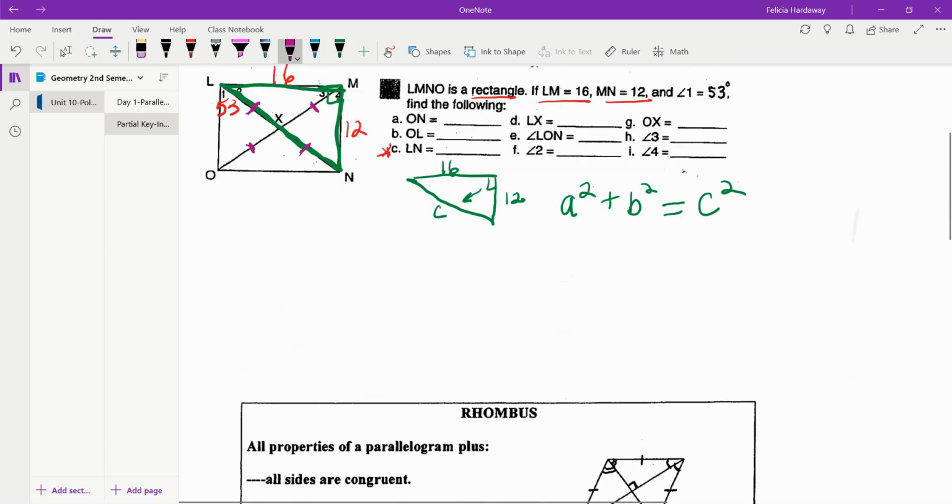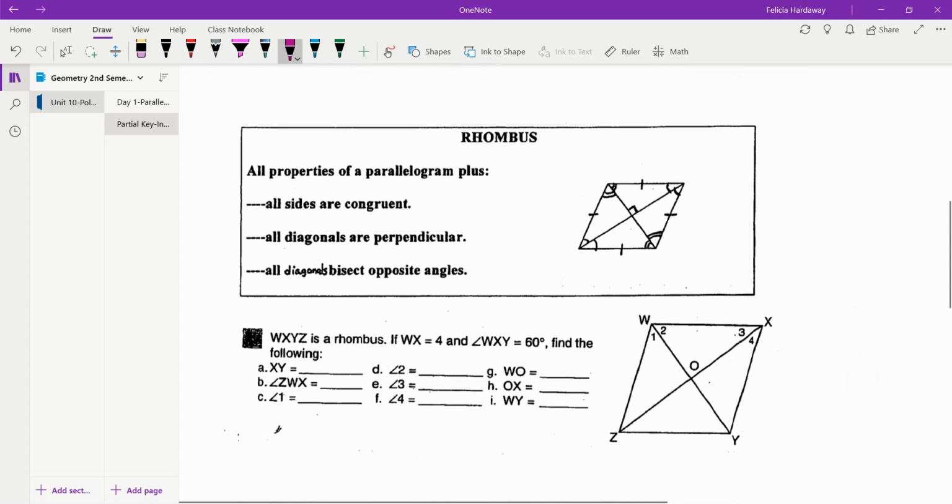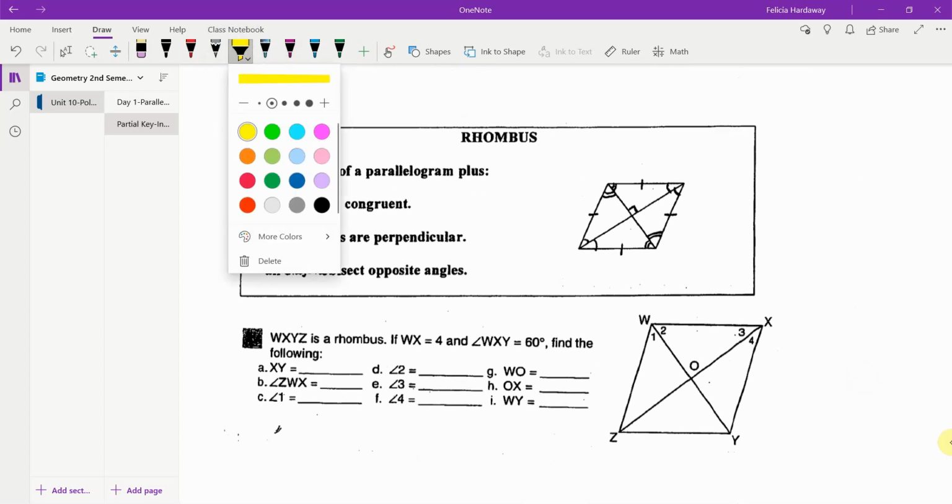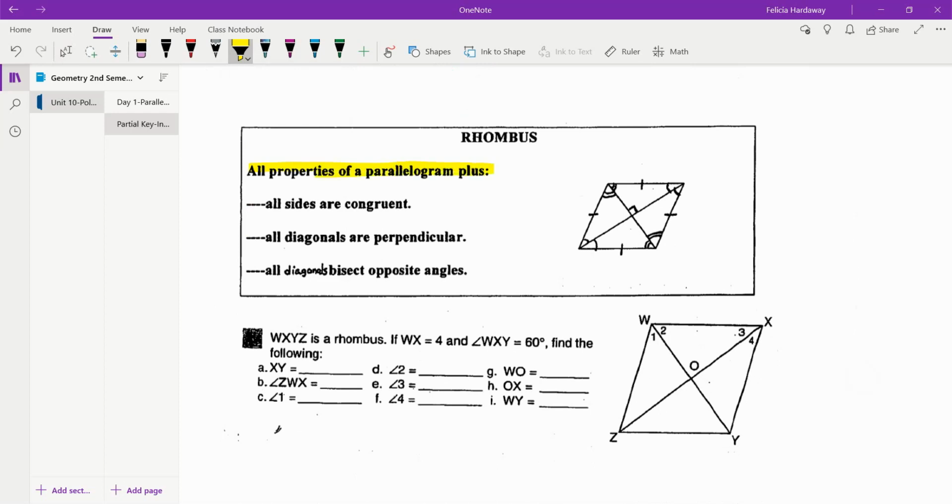Now, when you get to your rhombus, again, it has all the properties of the parallelogram, so those 5 properties. Plus, all the sides are congruent, all the diagonals are perpendicular, and all the diagonals bisect the opposite angles. So with that being said, this angle here and this angle, those little pieces are going to be the same, so I can color them the same if I wanted to.